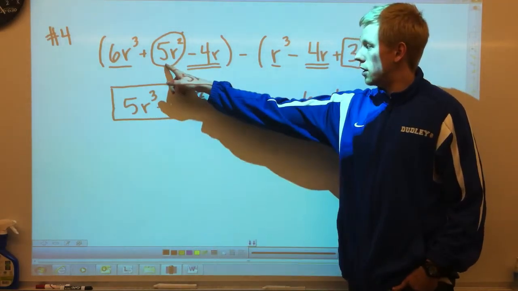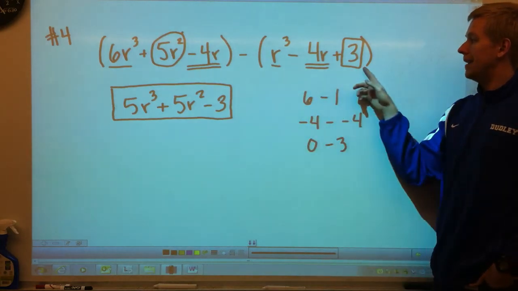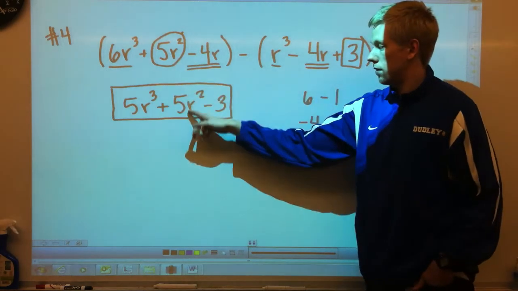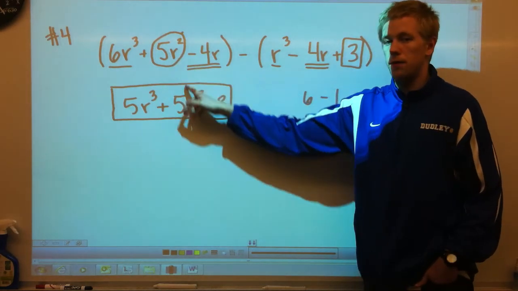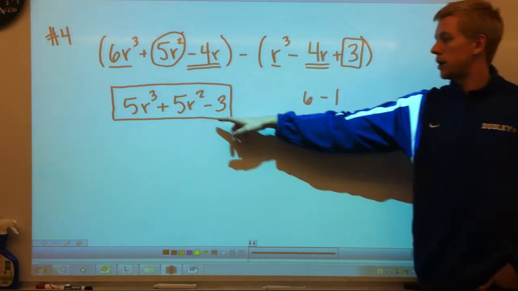Then I look at the next term, I have 5r squared. Over here, I don't have anything that matches that 5r squared. So I'm simply going to bring it down. Okay? Just like we did in the previous problem. You bring things down that don't have any partners to match up with, I just bring it down.